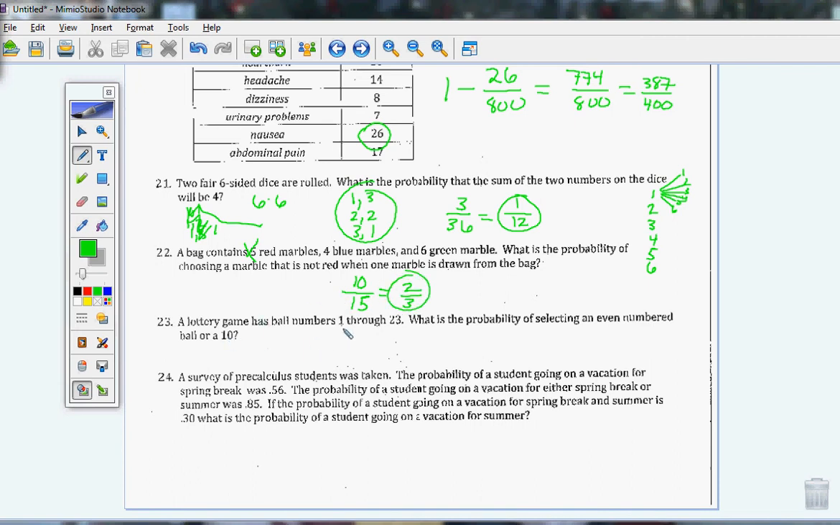Lottery game has balls numbered 1 through 23. What is the probability of selecting an even numbered ball or a 10? Be very careful here. Even numbered ball or a 10. You just need to be careful because the 10 is already even. So what we're getting at here, and we did this one in class as well, I believe, on the worksheet. I'm going to list these out, so it'll take me a second, but I want to prove my point.